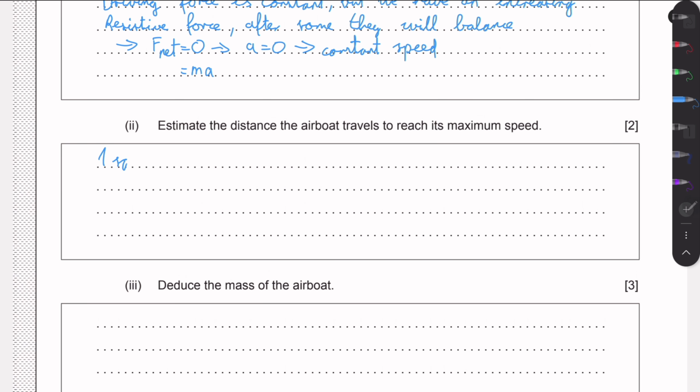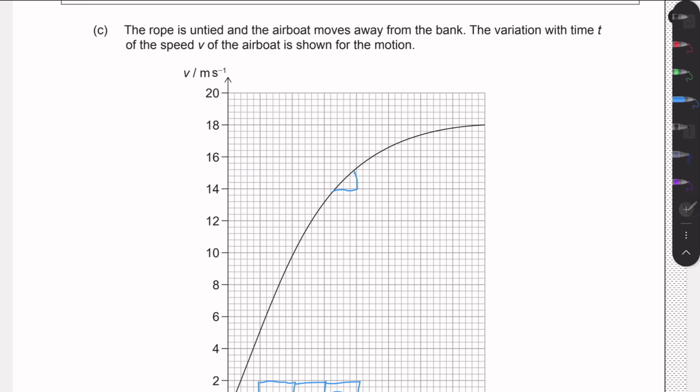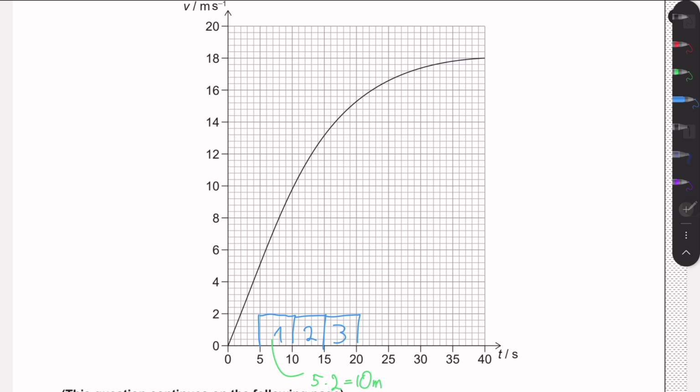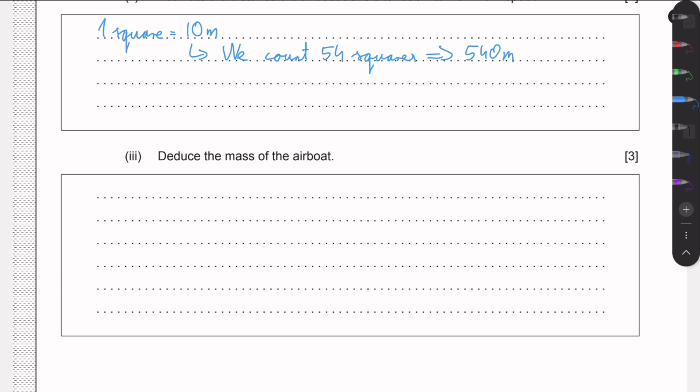So we can say 1 square is equal to 10 meters, and let's say we count 54 squares, then we will find that it traveled 540 meters. And then obviously these partial squares, you could count 2 of these as one big square. So for example, this one and this one could be combined to count as 1, and like this you can calculate the ones on the edge as well. But in the mark scheme there's always a range given, so if you're 1 or 2 squares off, it should be fine. Maybe even 3 or 4.